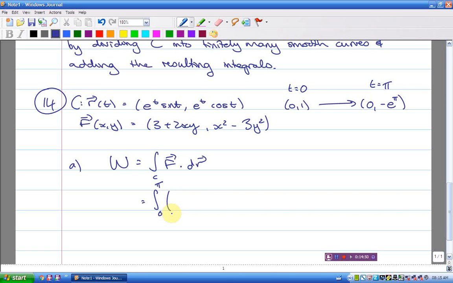Let's write F. But instead of x's and y's, I'm going to replace every x with e to the t sine t and every y with e to the t cos t. Off we go. 3 plus 2 e to the t sine t, e to the t cos t, comma, x squared is e to the t sine t squared minus 3y squared e to the t cos t squared. That's my F, and I still need a dot with R dash.